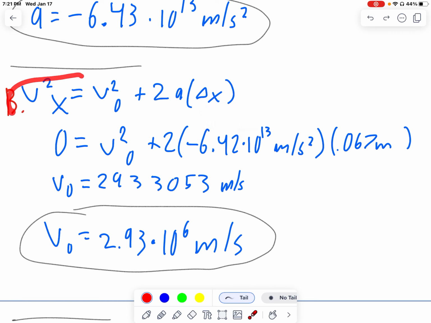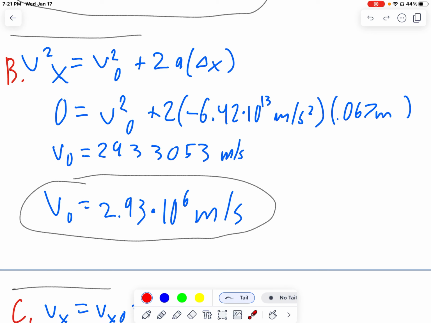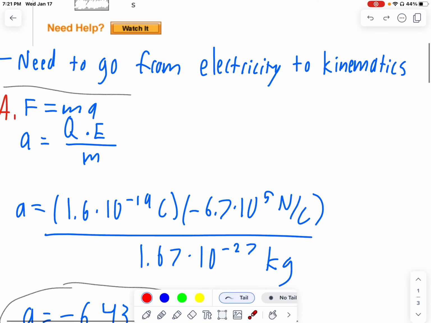So here you go, pretty well-known kinematic. For final velocity, plug in 0. Acceleration, plug in what we just calculated. Displacement, convert from centimeters to meters. Put initial velocity, subtract, so you get it on the one side, then times -1. It's just basic algebra, simplified to 2.93 times 10 to the 6 meters per second.